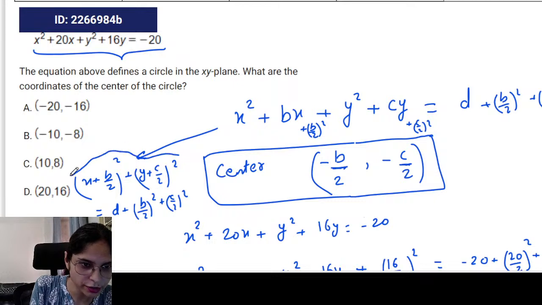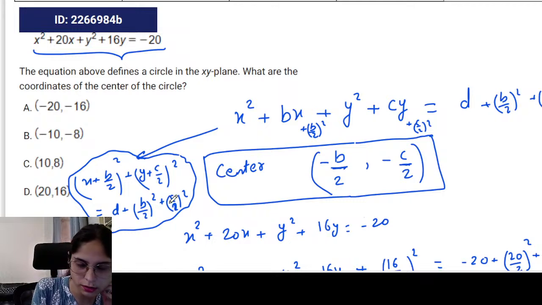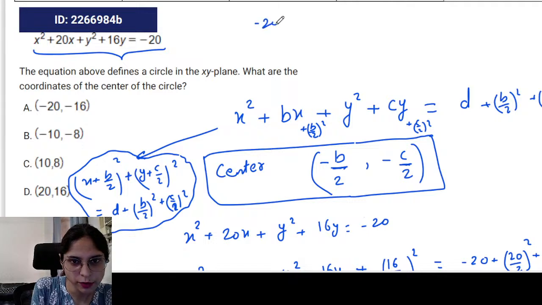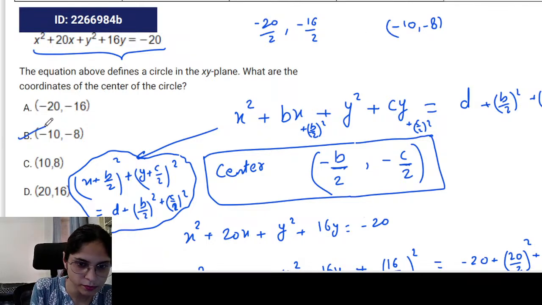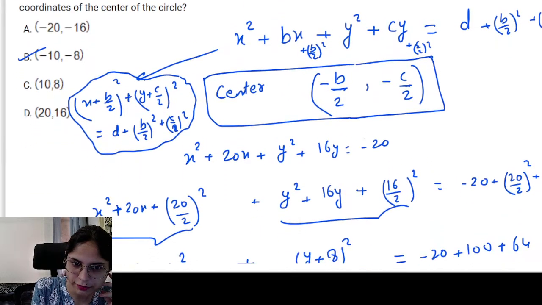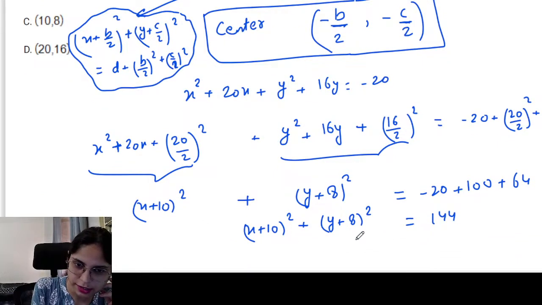And that is why the center is going to be negative b over 2 comma negative c over 2, because this resembles x minus h whole squared plus y minus k whole squared equals r squared. So because your b value is 20 and c value is 16, it's going to be negative 20 over 2 comma negative 16 over 2, that is negative 10 comma negative 8 is going to be the answer. Or if you have arrived here, from here also you can see the center is negative 10 comma negative 8.